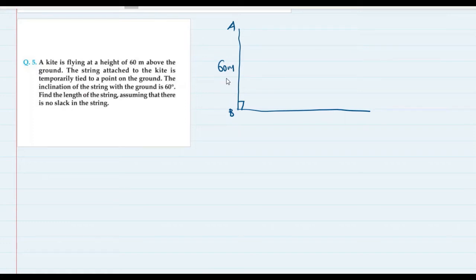The string attached to the kite is temporarily tied to a point on the ground. So this is the kite and let's say this is the point where the string is attached to the ground. The inclination of the string with the ground is 60 degree. That means this is a 60 degree angle of elevation. Find the length of the string assuming that there is no slack in the string. That means this string, AC, has no slack. It is tight. They call it taut also, T-A-U-T, or tight, or without any slack.